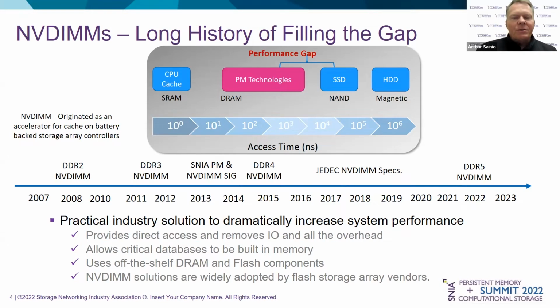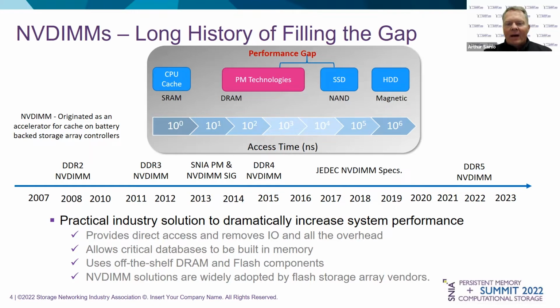NVDIMMs have a long history of filling the latency gap, as you can see in the chart in the middle of this slide. NVDIMMs originated as an accelerator for cache on battery-backed storage arrays. We had DDR2 NVDIMMs in approximately the 2007 and 2008 timeframe. These evolved to DDR3 and then to DDR4 NVDIMMs. Then we had the formation of SNIA's NVDIMM persistent memory group, which is still ongoing today.